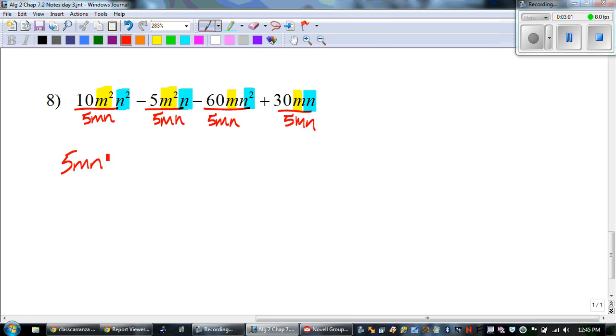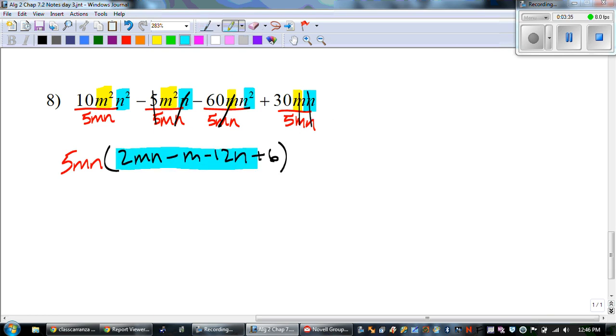So the 5mn goes out front, and then we write the remainder. 10 divided by 5 is 2, mn, minus the 5's cancel, m, and then the n's cancel. Negative 60 divided by 5 is a negative 12. The m's cancel, n. And then 30 divided by 5 is 6, and the m and n cancel. Okay, so that is what we put in the box.